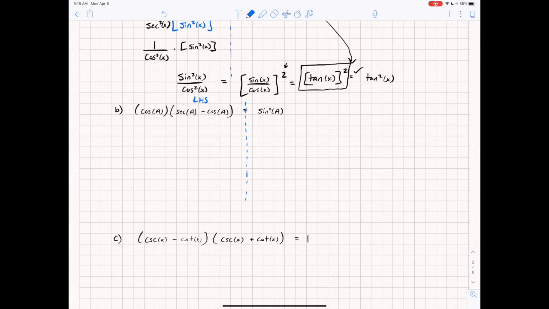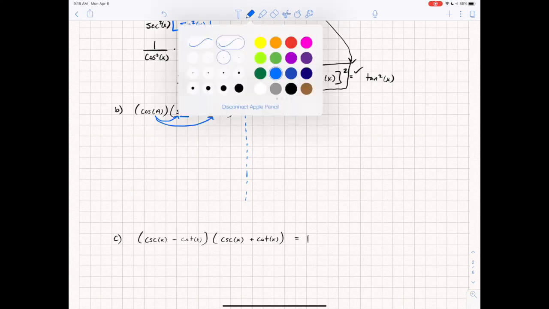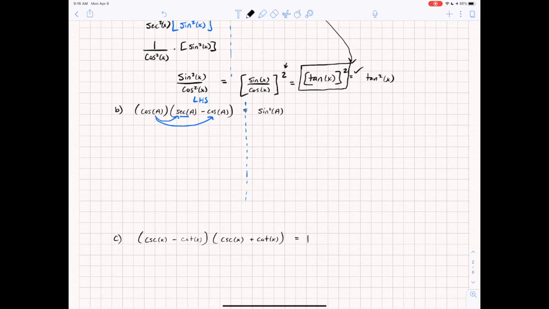So what I'm going to do is instead of rewriting secant as 1 over cosine, I'm going to go ahead and distribute this cosine of A out front here, because I know that cosine and secant are multiplicative inverses. We talked about this idea again in video 11. And that cosine times secant is just going to give me 1 minus cosine times cosine, or cosine squared.